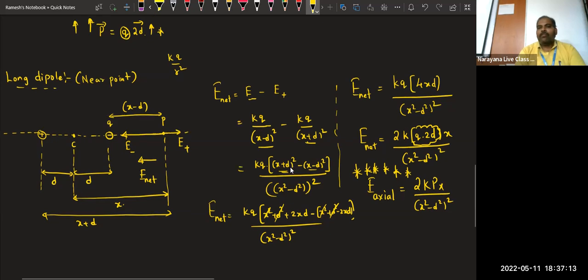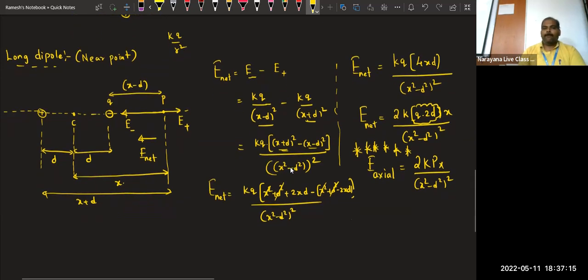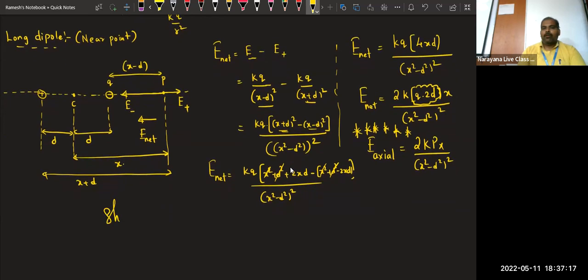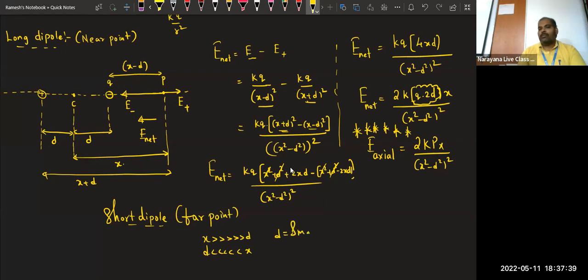Now, what is the meaning of the short dipole? Respond. When the dipole appears very short, for a far point only. Say yes or no. Far point means what? X is very much larger than D, means D is very much smaller than X. Means D is neglected. D is small means D square is extremely small. Correct or not? So substitute here.